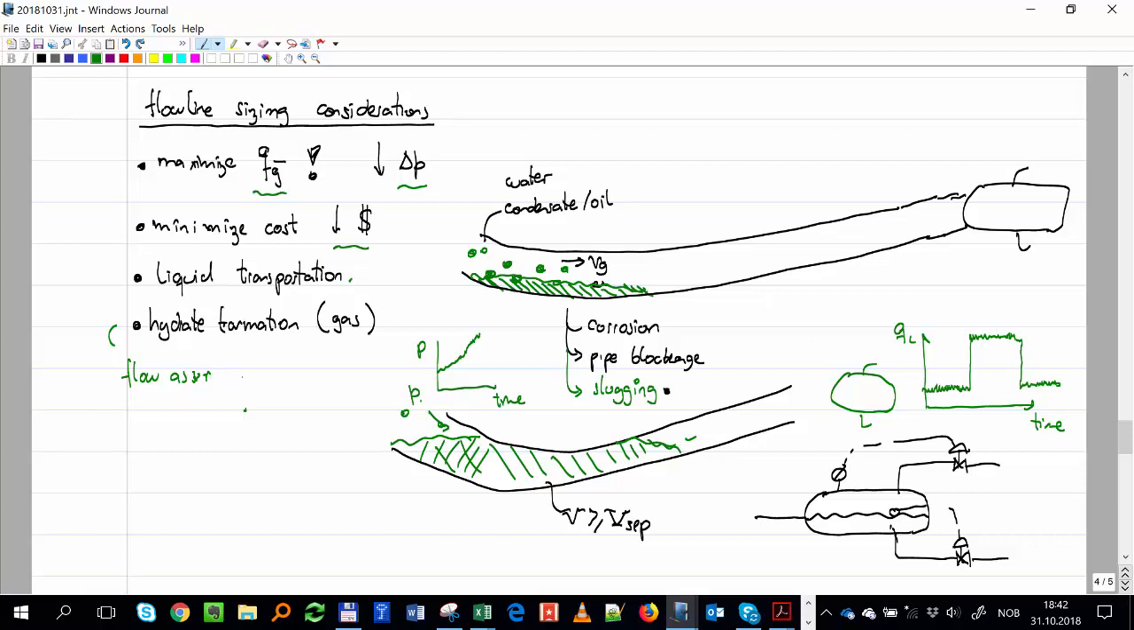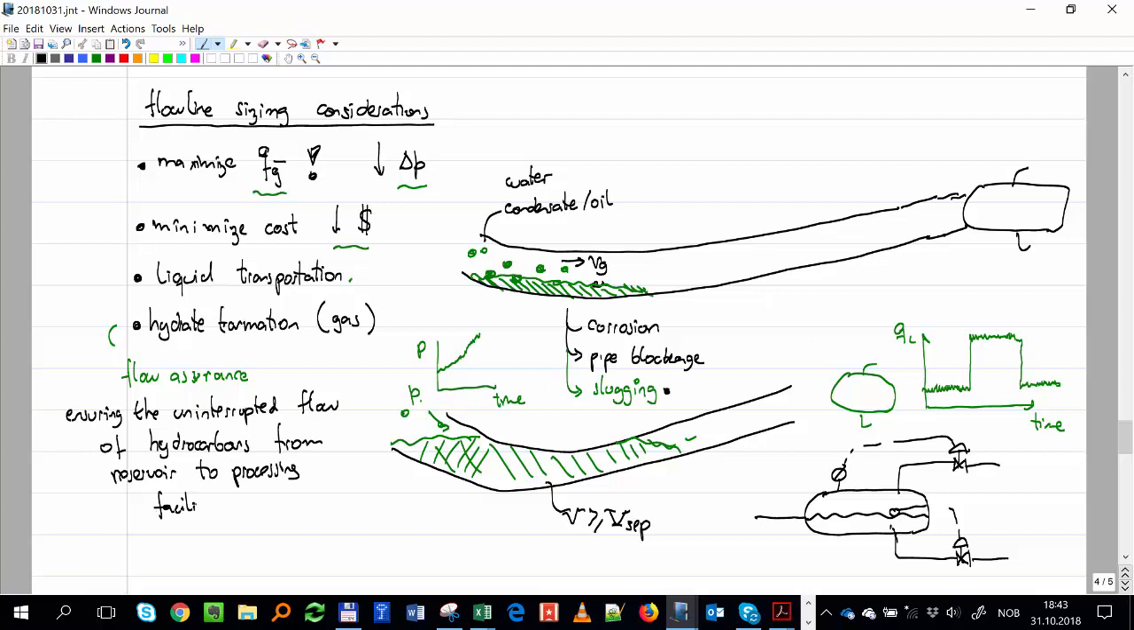Aseguramiento de flujo. Okay, and it consists in ensuring the uninterrupted flow of hydrocarbons from reservoir to the processing facilities. And it's a position inside the company.